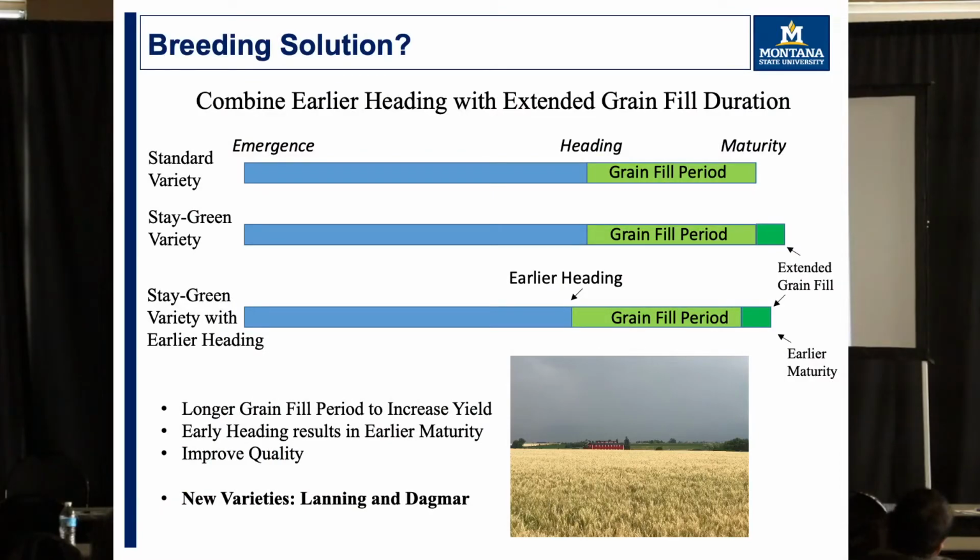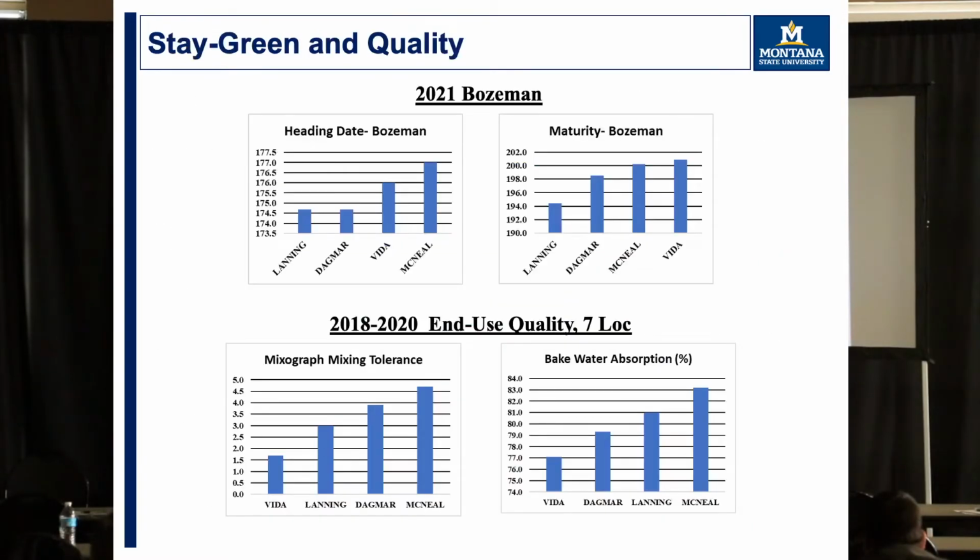And so with this breeding objective, Lanning and Dagmar were released from those efforts. And here are some figures showing the results of that work. On the left is the heading date, and on the right is maturity. This is just from Bozeman, pretty representative of what we see across the state. Lanning has quite an early heading date, and also matures quite a bit earlier than Vida does.